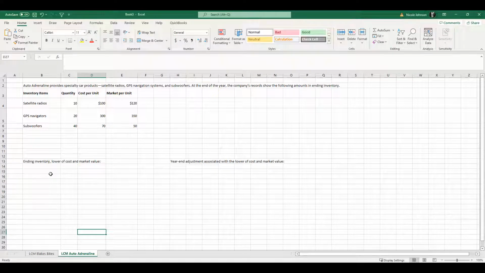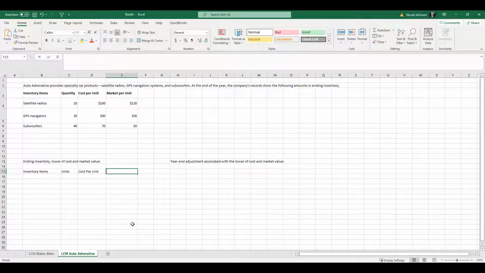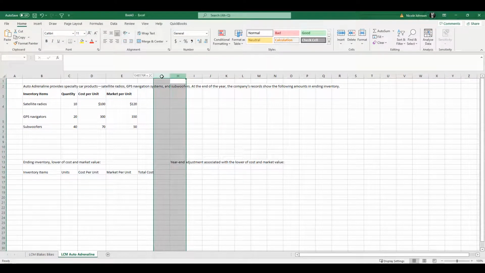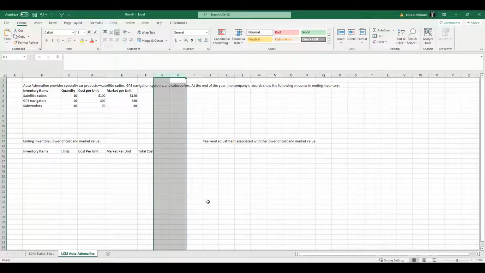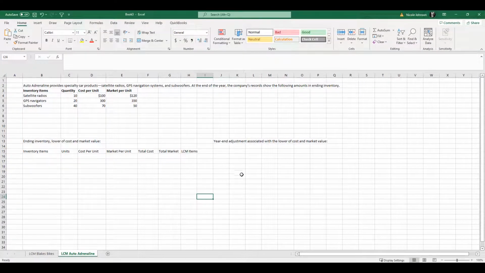So to determine our ending inventory with the lower of cost and market value, let's go ahead and build out that same table. Inventory items, number of units, cost per unit, market per unit, total cost. Let's add a couple here. Total market, lower cost or market items. Let me scan these a little so we can make sure we got all this detail.